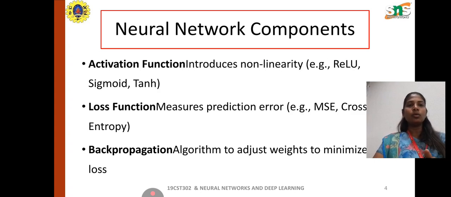Additionally, we have to know about the loss function. Based on the loss function, we can identify the prediction error, whether the entire calculation went well or whether there is any deviation in the output. We have to predict the value, so we measure the prediction error using MSE or cross entropy. The next concept is backpropagation. It is the algorithm to adjust the weights to find the minimal error in the loss function.